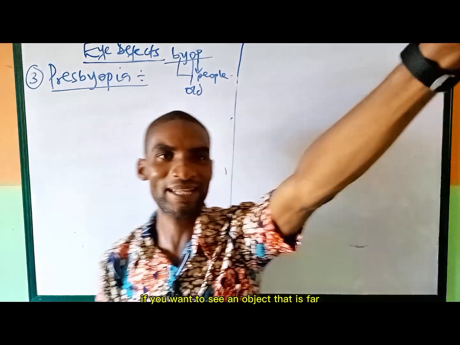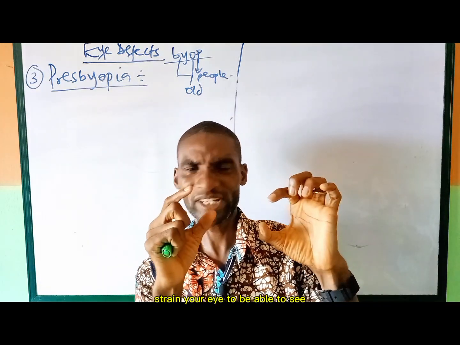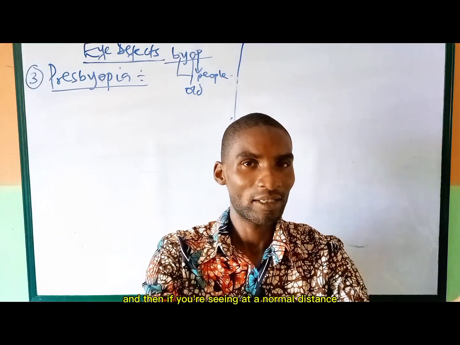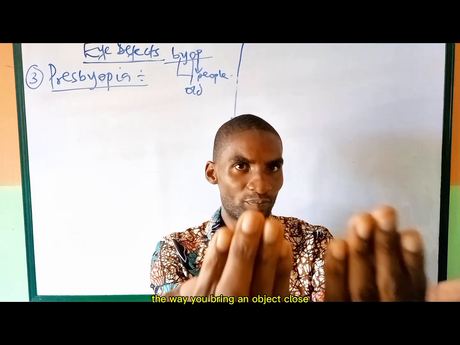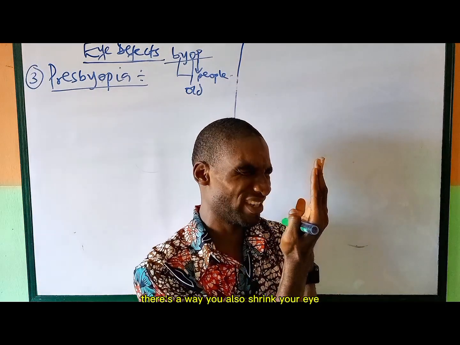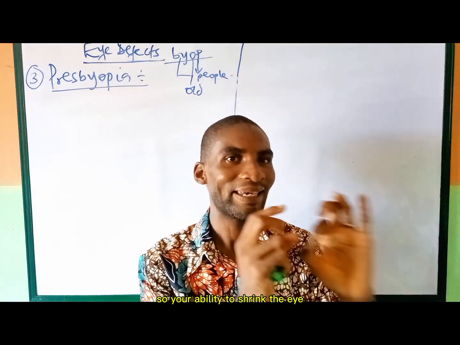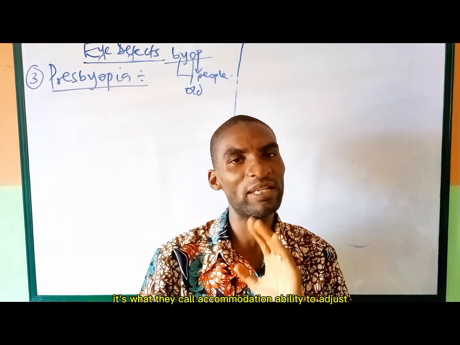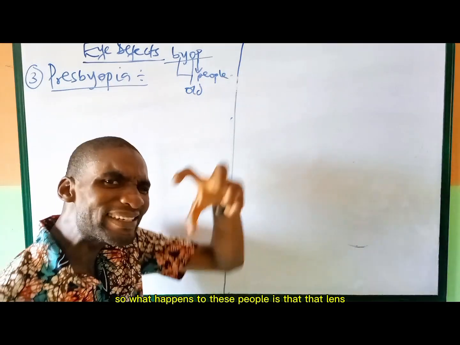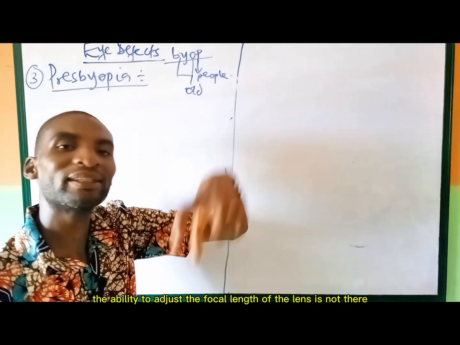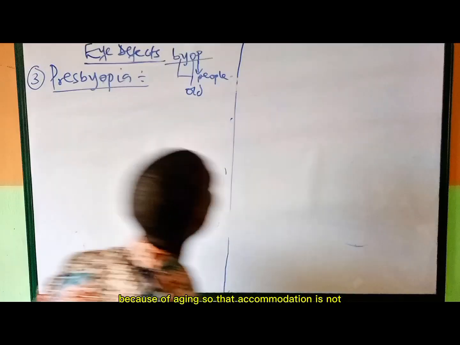If you want to see an object that is far, there's a way you strain your eye to be able to see. If you're seeing at a normal distance, there's a way you hold your eye. When you bring an object close, there's a way you also shrink your eye. So your ability to shrink the eye, to adjust, is what they call accommodation. What happens to these people is that the ability to adjust the focal length of the lens is not there because of aging. So that accommodation is not possible.